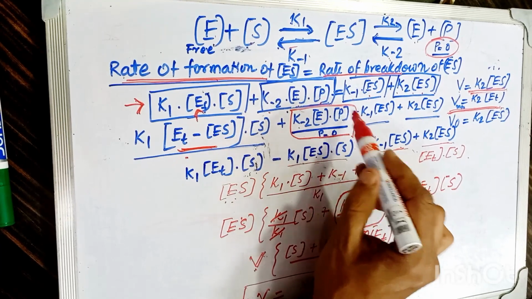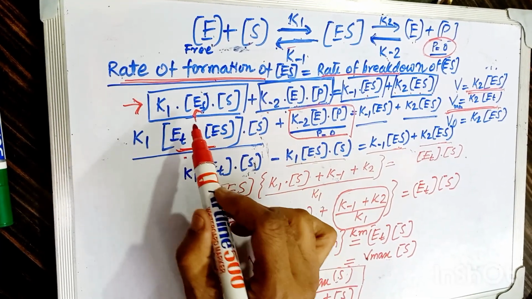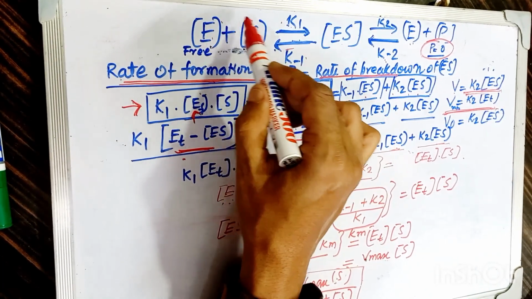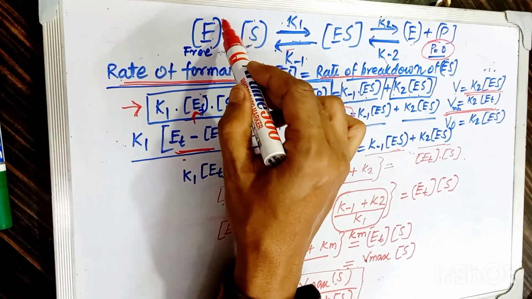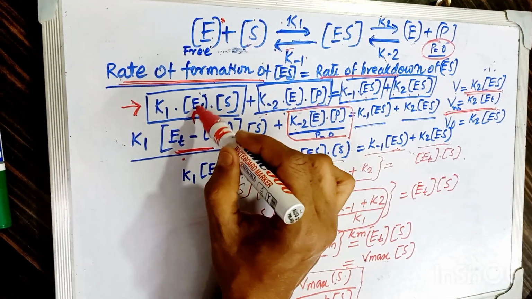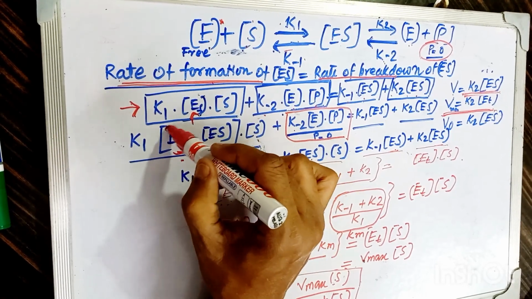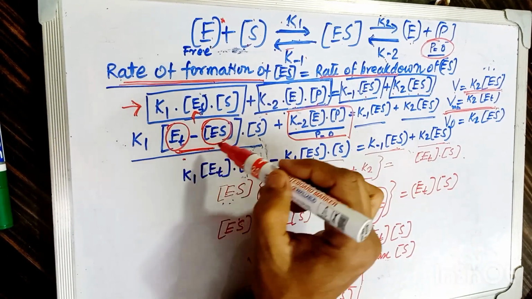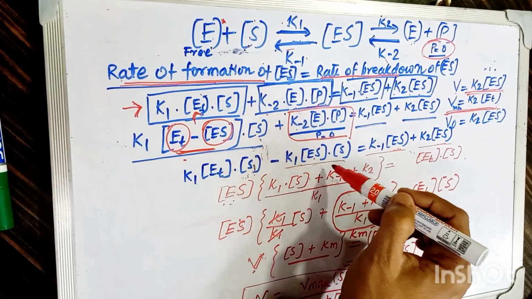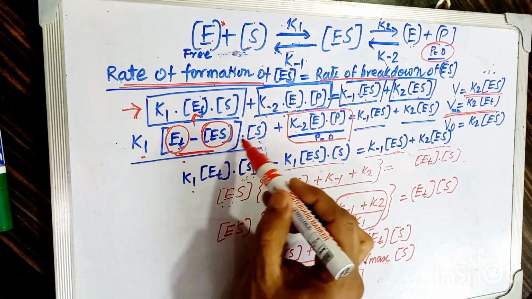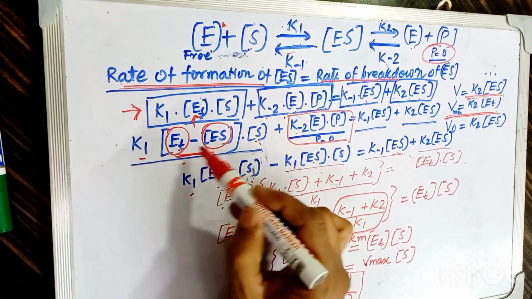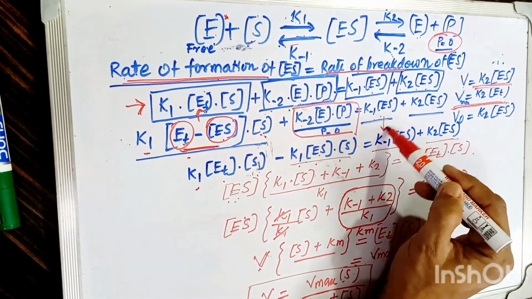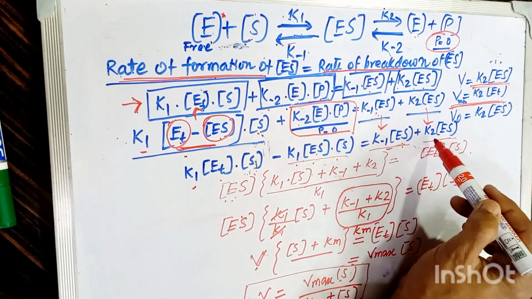So I have ignored this part of the equation, and I have added another step here. In K1 into E into S, E is the free enzyme, and the free enzyme is equal to the total enzyme minus the enzyme that has reacted with the substrate. I have just simplified this equation: K1 ES S here, K1 ES here, and K2 ES here.